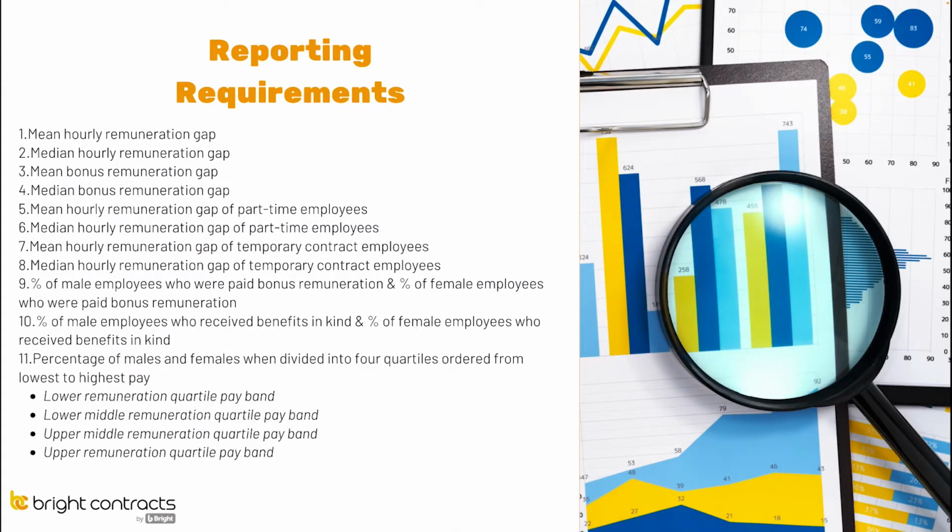So the reporting requirements, now I'm not going to go into each of these individually as there is a lot, but I just wanted to list for you all what the reporting requirements are. So as I mentioned previously, for example, the mean hourly remuneration gap, the mean bonus remuneration gap. Then we also have the percentage of male employees who were paid bonuses and the percentage of female employees who were paid a bonus, etc. So you can look through those at a later stage.